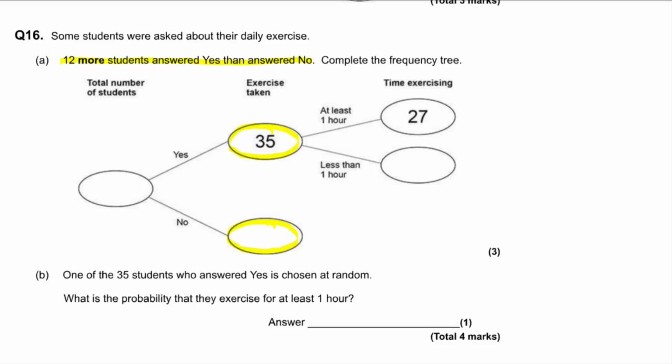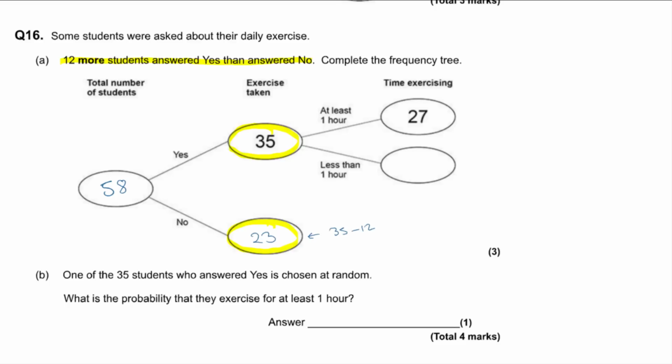So if 35 people said yes and 12 more people said yes than no, then this box down here must be 35 subtract 12, mustn't it? So what's 35 subtract 12? 35 subtract 12 is 23. So I must have had 23 people saying no. So altogether, how many people were there? If I add these two together, 35 plus 23, that comes to 58. So there must have been 58 people altogether.